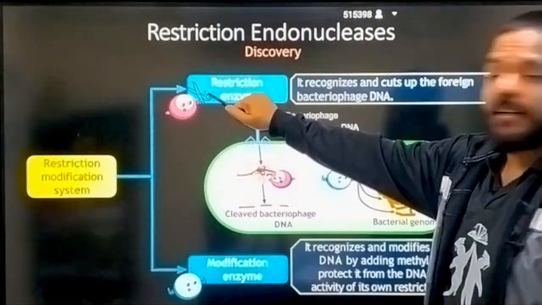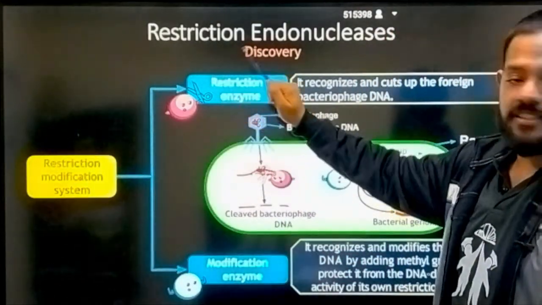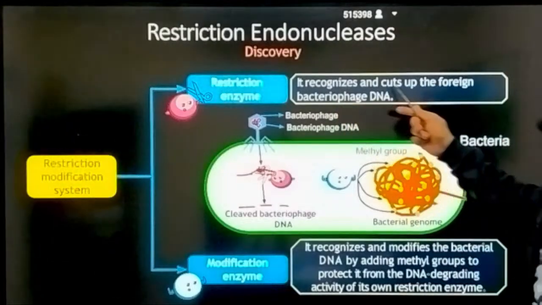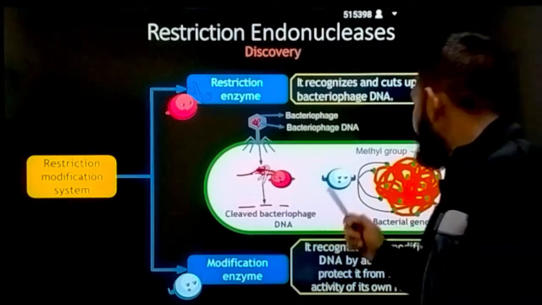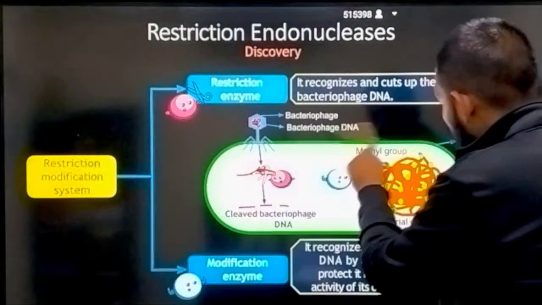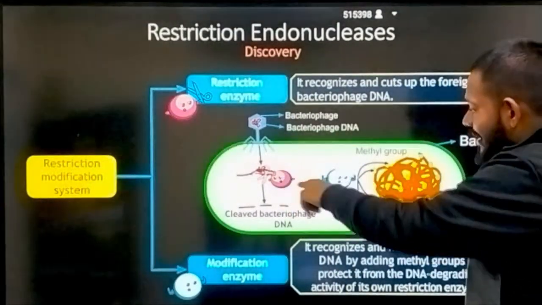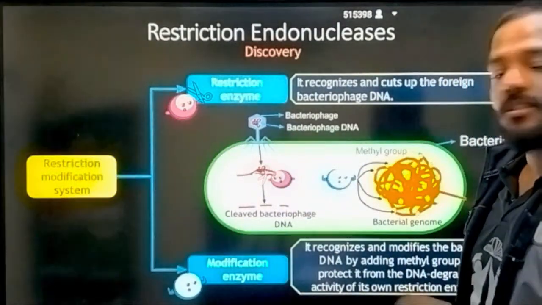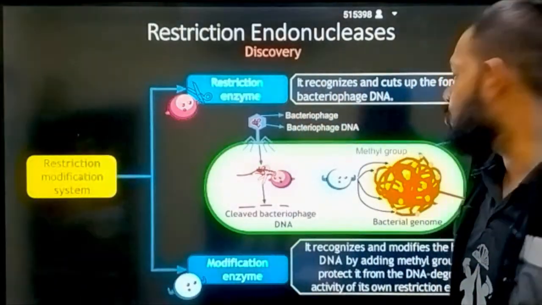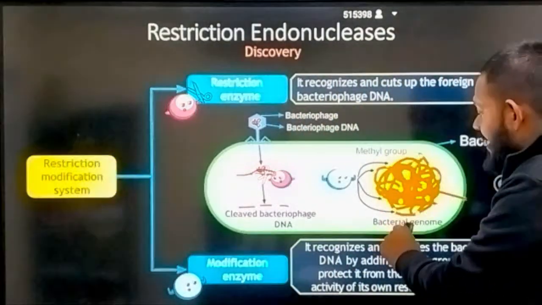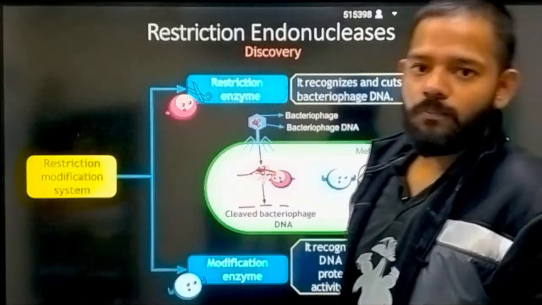Okay, देखो कटा हुआ है, that scissor is made there. Okay, so it recognizes and cuts up the foreign bacteriophage DNA. Okay, then मतलब ये जो चीज है ये जाके अपने डीएनए को ना काट दे, उसके लिए आता है मॉडिफिकेशन एंजाइम. And what does modification enzyme do? It adds methyl group to your bacterial genome.